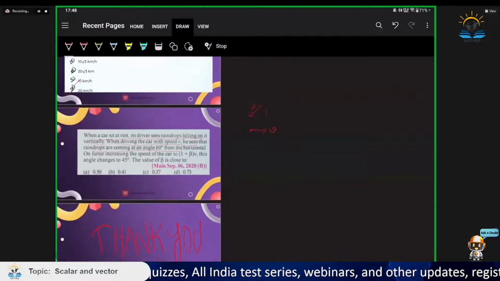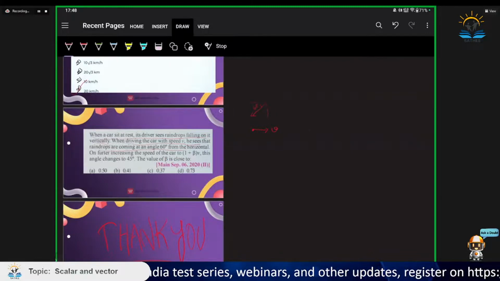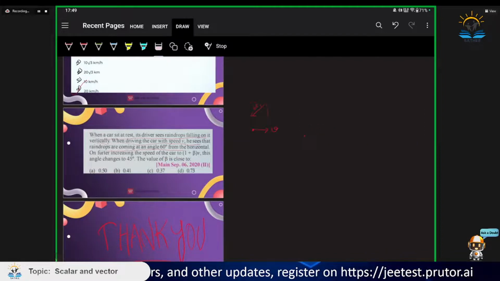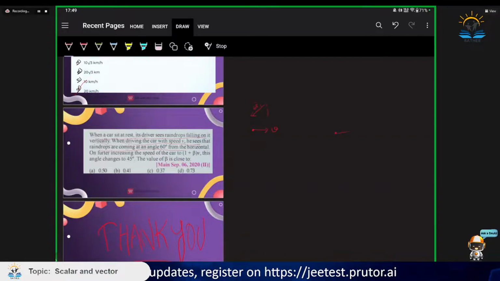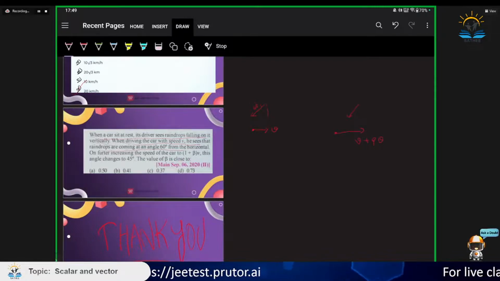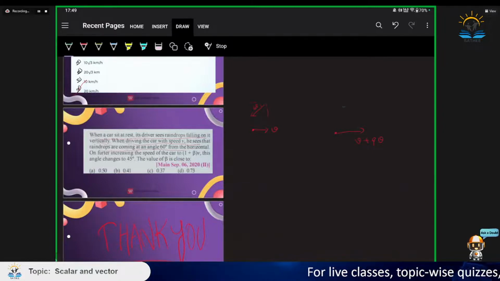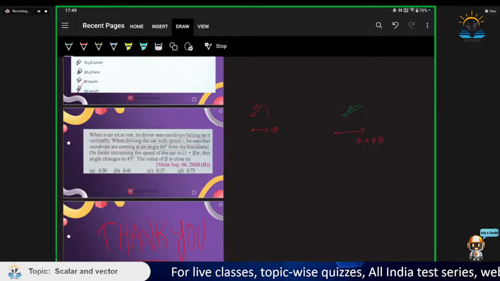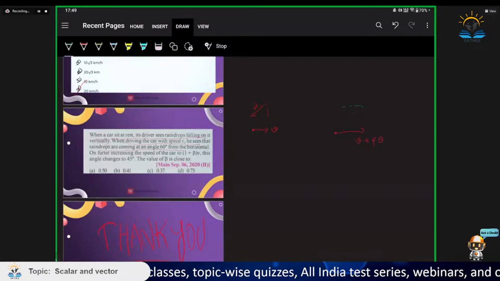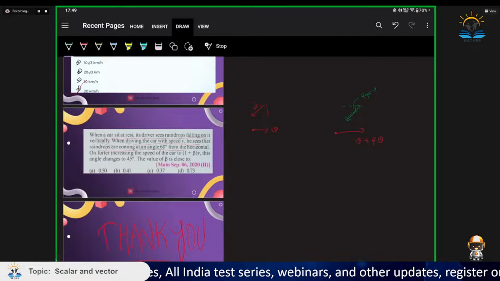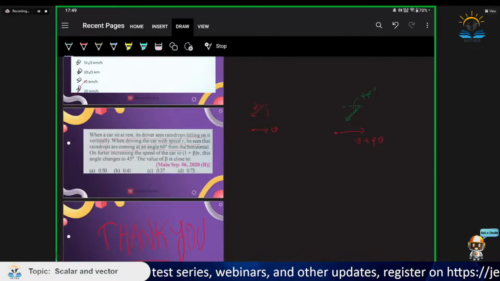Second case, he increases the speed. So speed is now V plus beta V. In the second case, the speed is V plus beta V. Now the raindrop is making an angle theta of 45 degrees with the horizontal. We need to find the value of beta.